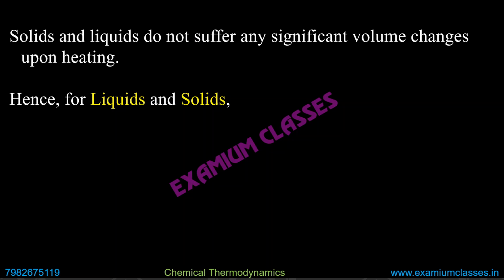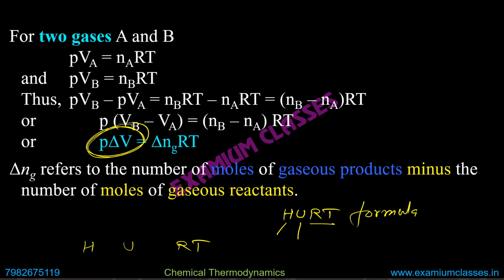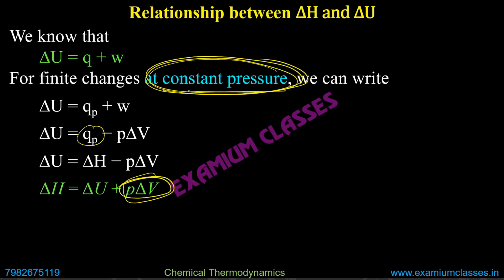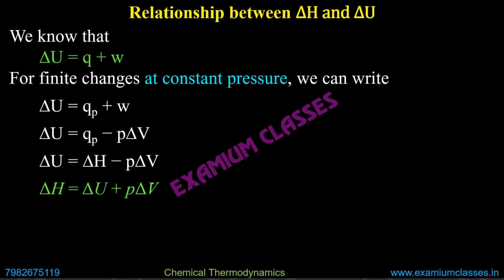Solids and liquids do not suffer any significant volume change, meaning delta V has to be 0 there. So if I go back to this formula, in this case, if I am talking about solid or liquid, the change in volume will be almost 0. So in that case, delta H will be approximately equal to delta U. There is negligible difference in volume. Remember, this holds only when all the reactants and products are either solid or liquid, with no gaseous form.